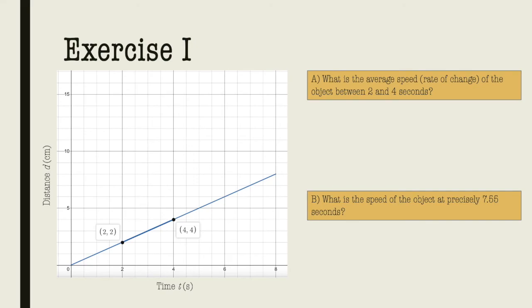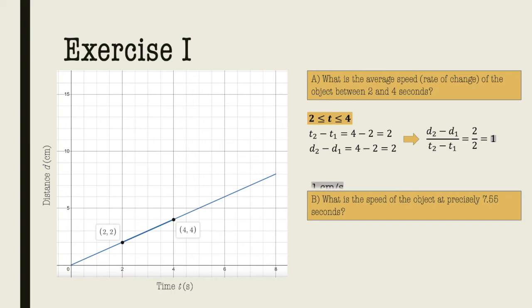Alright, first we look at A. We may simply use the formula to find the average rate of change in the interval between t equals 2 and t equals 4. After doing the calculation, we obtain 1, or 1 centimeter per second.